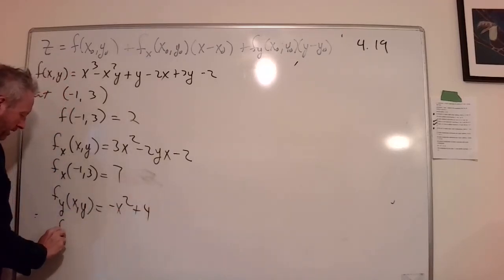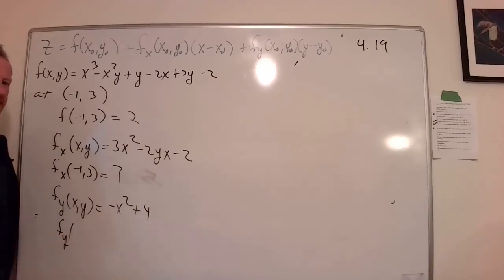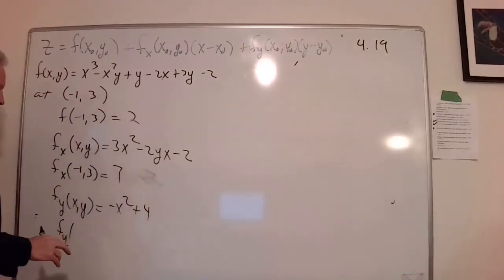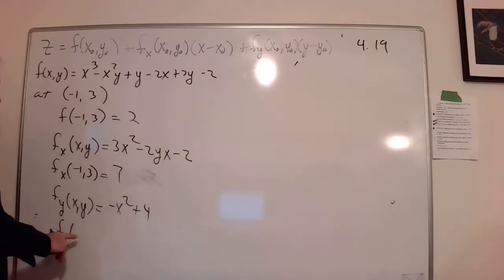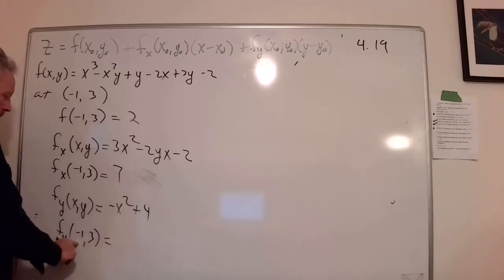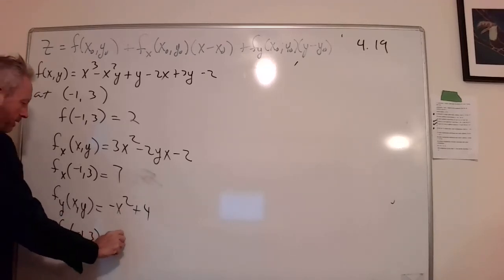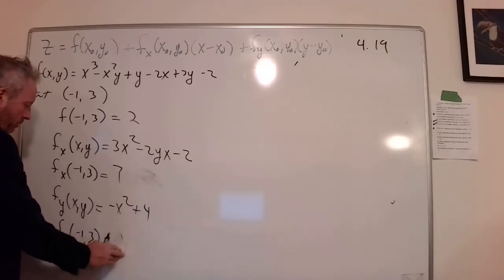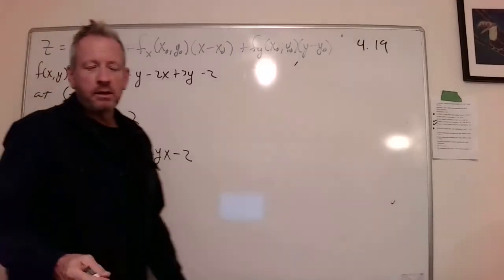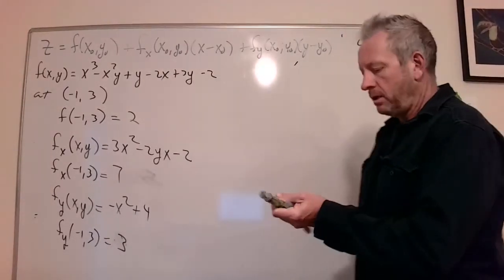And now let's find the value of the partial derivative evaluated at the given point, negative 1, 3. So put a negative 1 in there. So what do we get? Negative 1 plus 4. So we get 3. Okay, and now we just have to put the pieces together, and we're done.